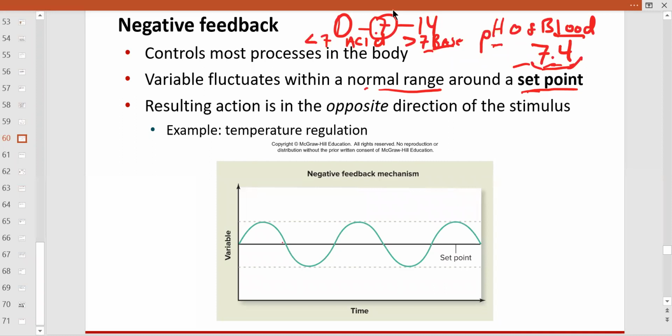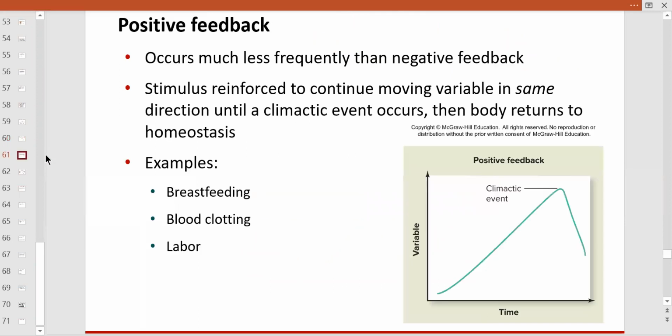So there's going to be variances. It's going to go up, it's going to go down, as long as it stays in this range. And every mechanism, every system has a range. It's really important in order to get that homeostasis.